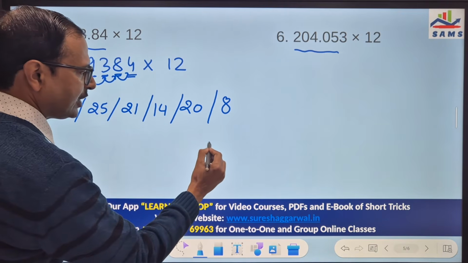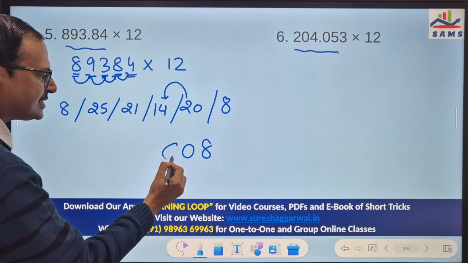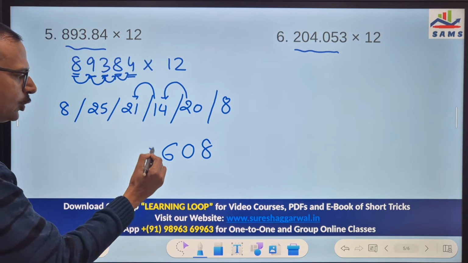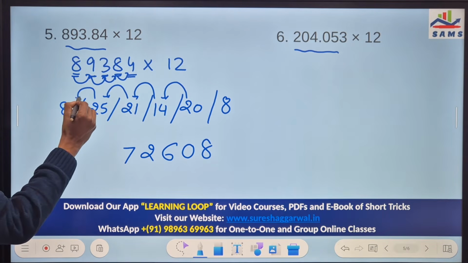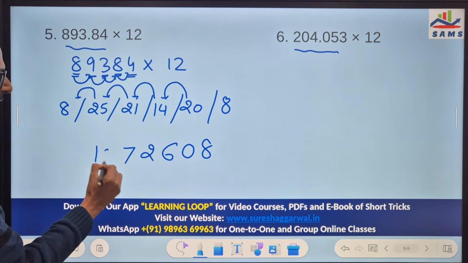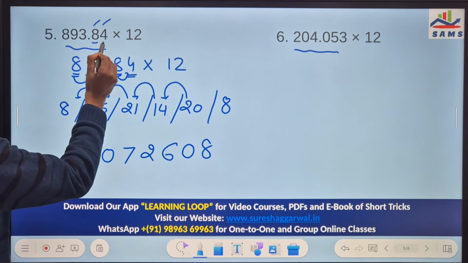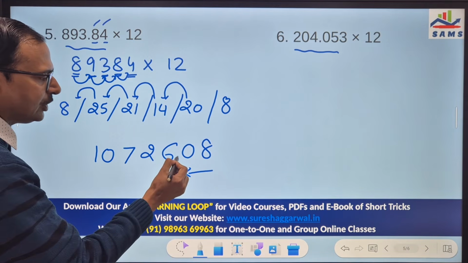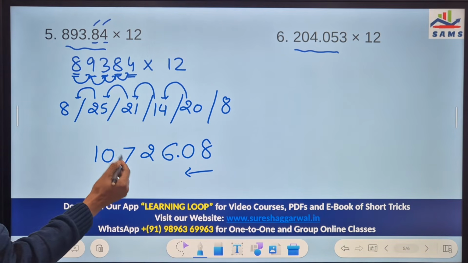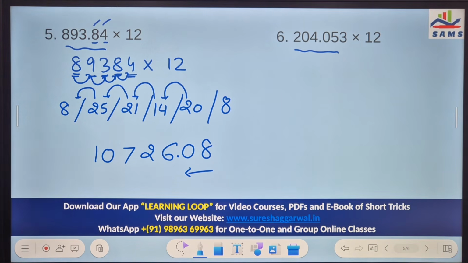Now start from the unit digit 8. 20 means 0, 2 carried. 16 means 6, 1 carried. 22 means 2, 2 carried. 27 means 7, 2 carried. And then 8 plus 2, 10. So we have this big number. Now we have 2 decimal places here, and therefore put a decimal 2 digits from the right hand side. You get your answer. 10726.08 is the required product.